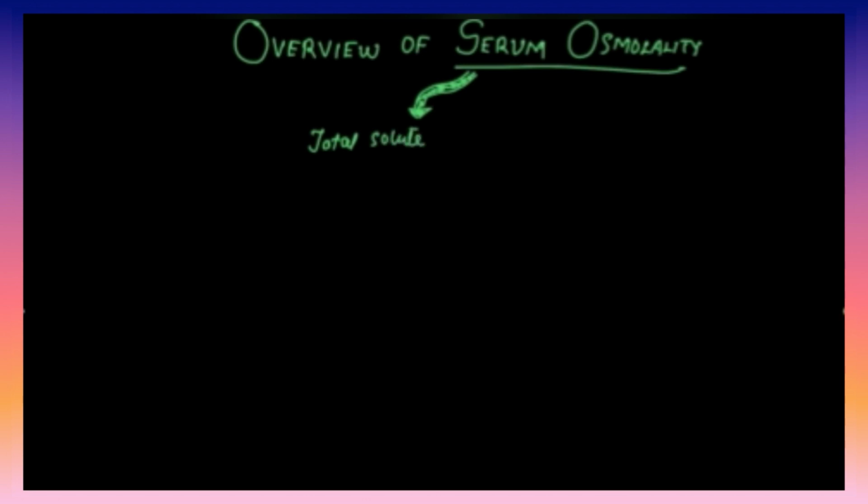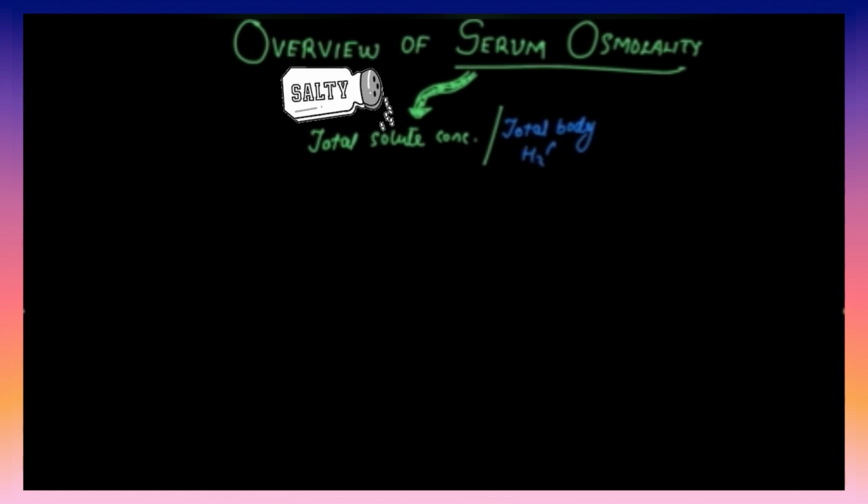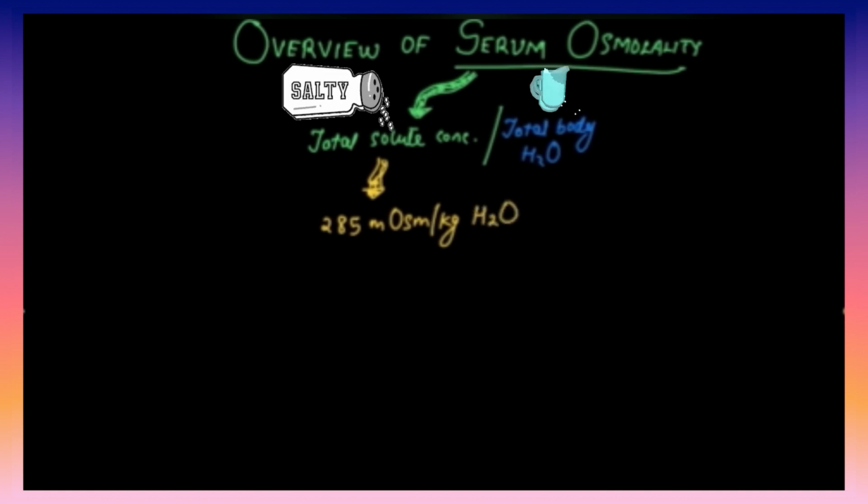Serum osmolality, as you all know, is the total solute concentration: the total concentration of all the solutes in the extracellular fluid divided by the total body water. So, big terms, total solute concentration upon total body water, that is serum osmolality. Osmolarity is expressed per liter, while osmolality is expressed per kg. So we are using osmolality, because osmolarity can change with temperature.